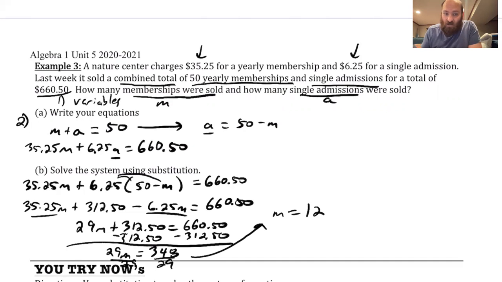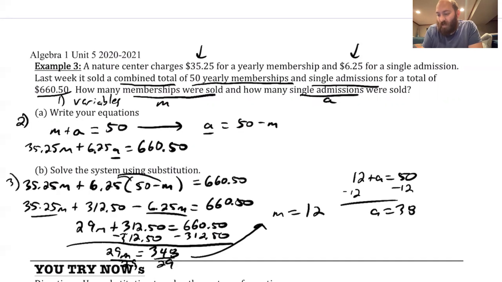But my solution's not solved yet because I've got to find the A value. So I'm going to do 12 plus A equal to 50. I'll plug it into the first equation, and I can subtract 12 from both sides. So A is equal to 38. Now I need to answer the question. I should have said this too: I model in step 2, I solve for step 3, and step 4 is to actually answer it in context. So my fourth and final step is to say this.